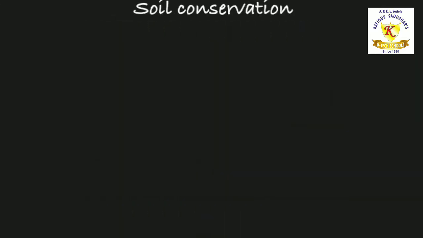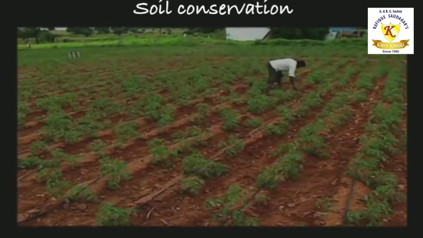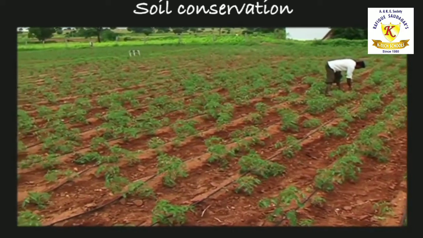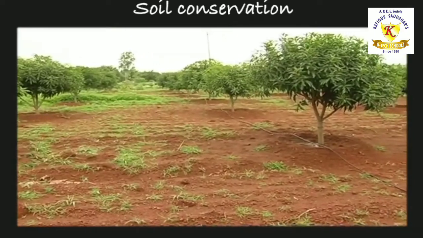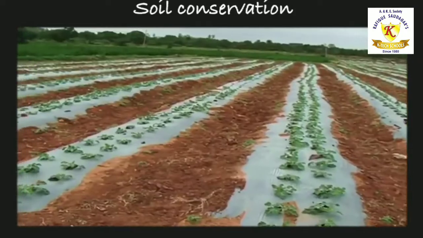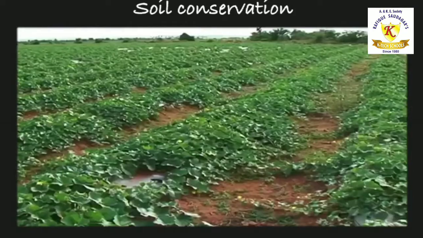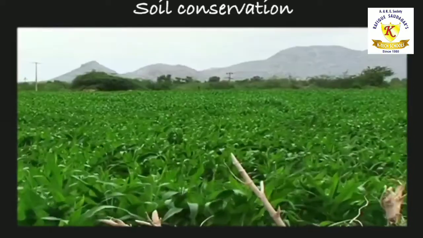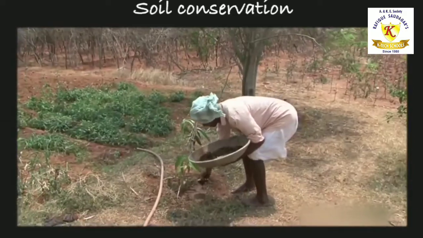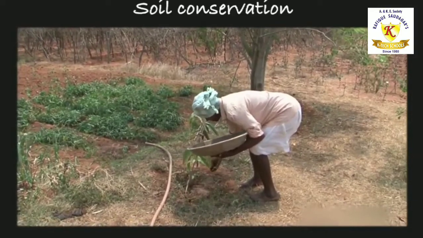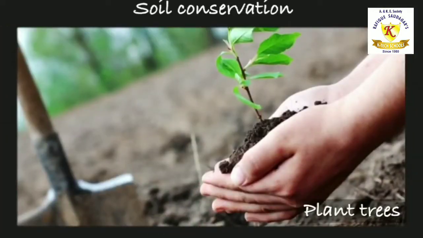Soil conservation. There are several ways possible for soil conservation that can be achieved through agricultural practices and measures that can be implemented at our homes. Plant trees.